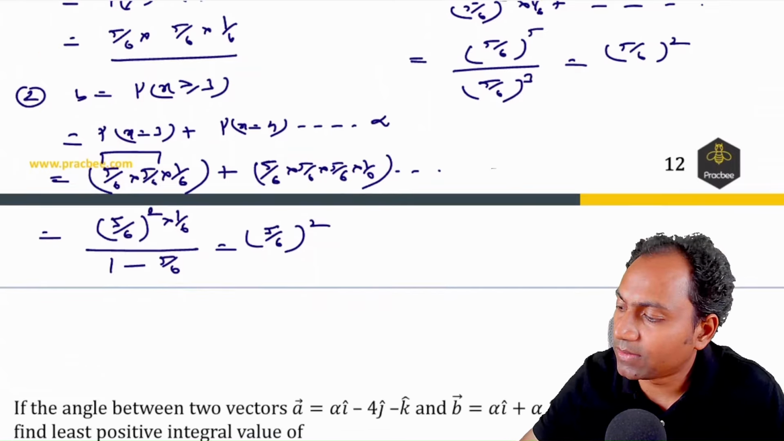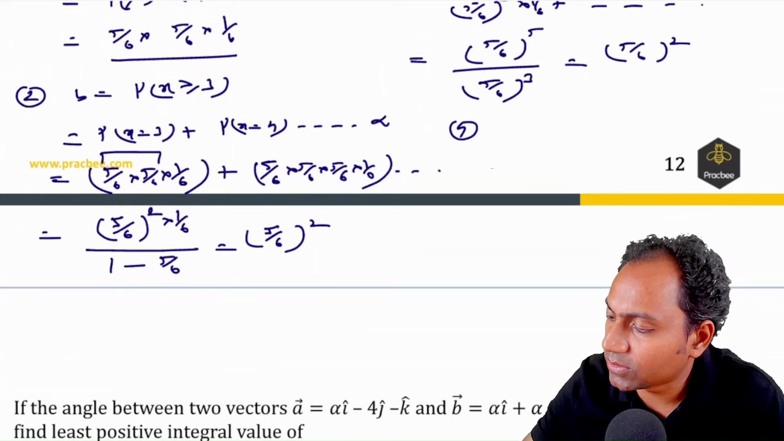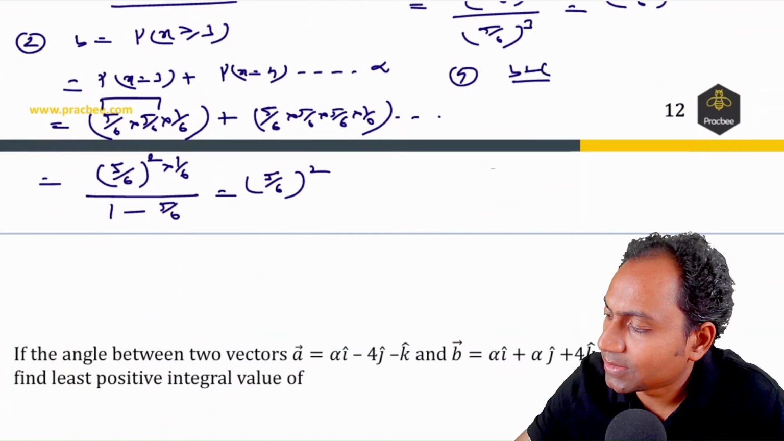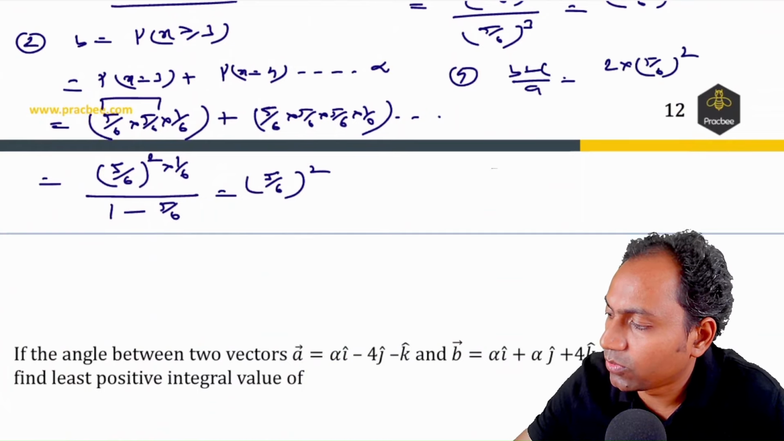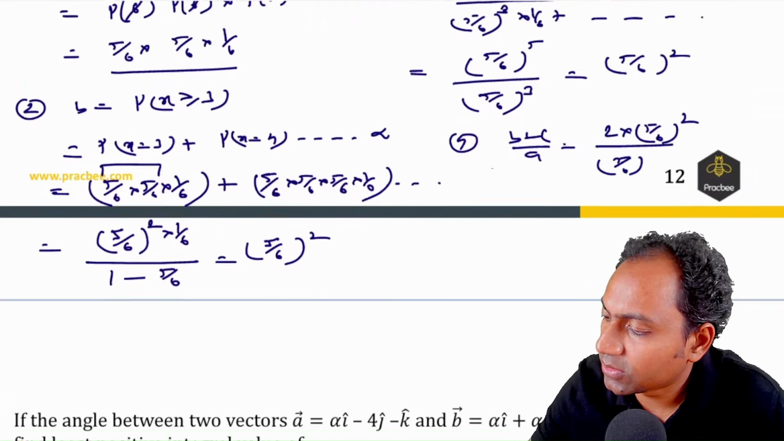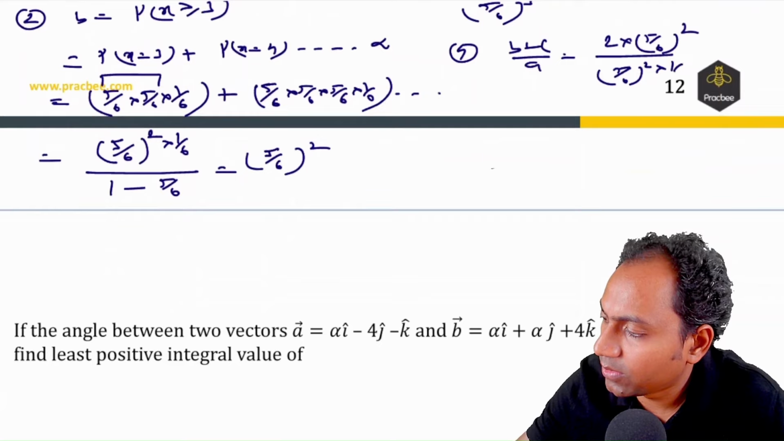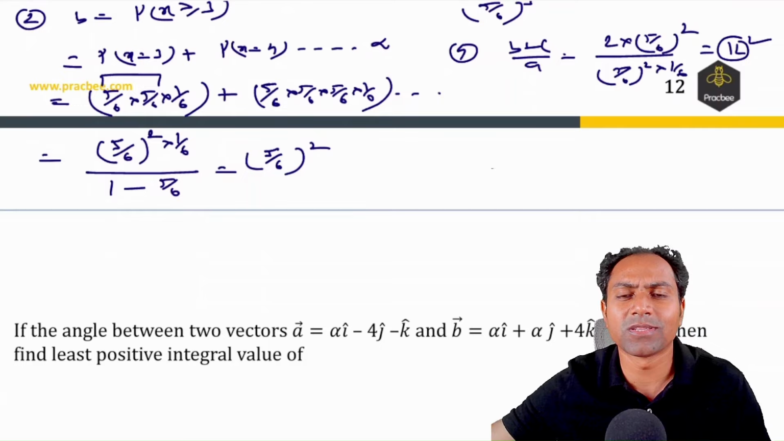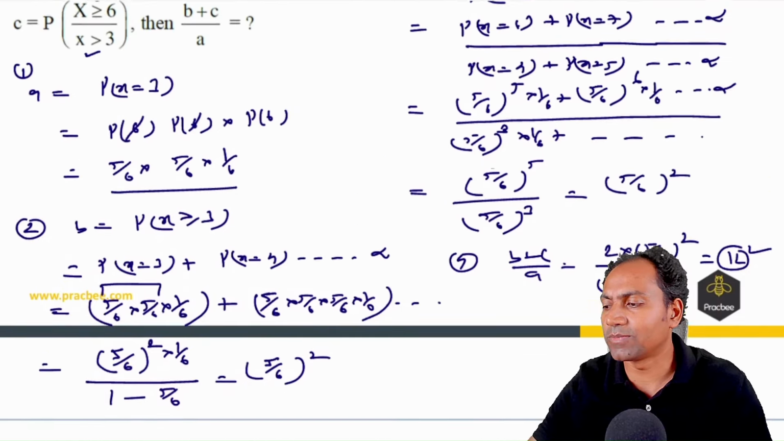Once we have done that, in the fourth part, what they're asking is what is the value of B plus C by A. So if I write B plus C by A, you can see that the B and C came out to be equal to 2 into 5 by 6 whole square plus 5 by 6. It was nothing but 5 by 6 whole square into 1 by 6, and this simplifies to 12. So a very simple question, but a lot of calculation based on sequence and series.